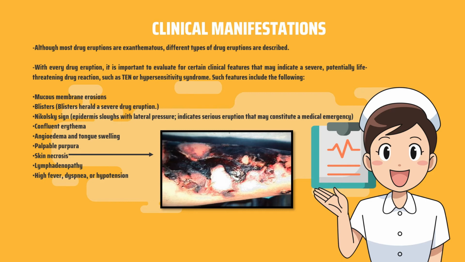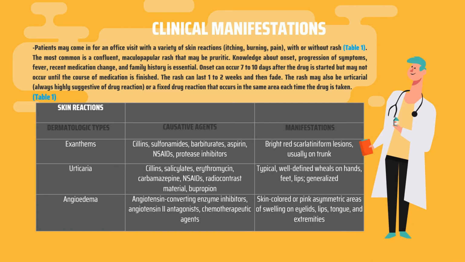So here is an example picture of a condition with skin necrosis, and lymphadenopathy, high fever, dyspnea, or hypotension. Patients may come in for an office visit with a variety of skin reactions such as itching, burning, pain, or without rashes. The most common is a confluent maculopapular rash that may be pruritic. Knowledge about onset, progression of symptoms, fever, recent medication change, and family history is essential. Onset can occur 7 to 10 days after the drug is started, but may not occur until the course of medication is finished. The rash can last 1 to 2 weeks and then fade.